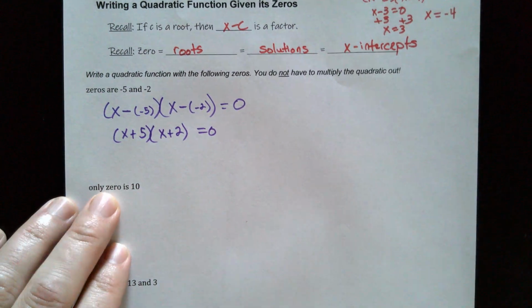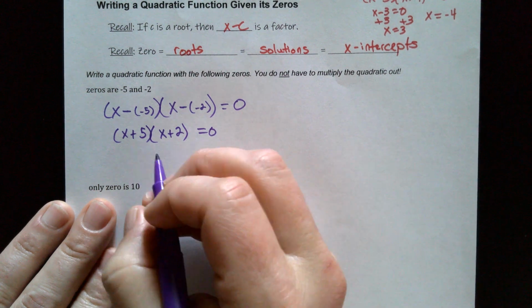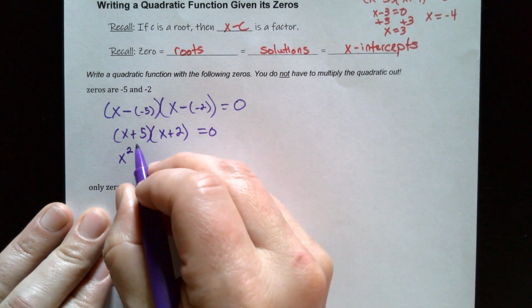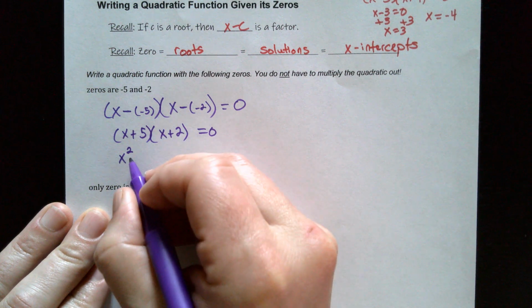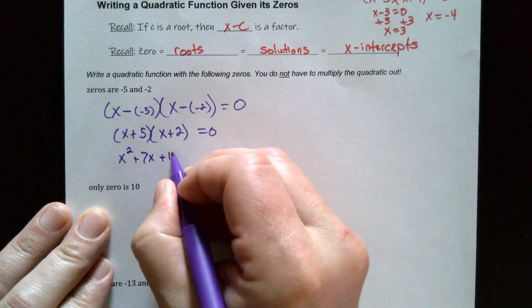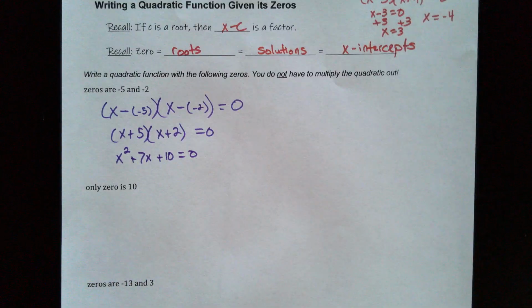And if you wanted to know how this would work out, even though you don't have to, if you multiply this all out, it would be x squared. The two middle terms, 5x and 2x, would give you 7x. And then the last term, 5 times 2 is 10. Okay, so that's what it would be if you wanted to multiply it out. Okay, let's look at the next one.